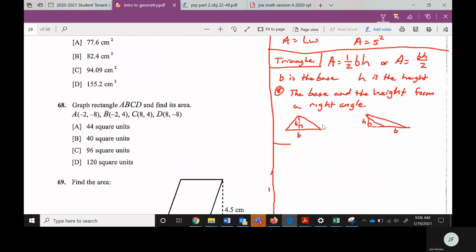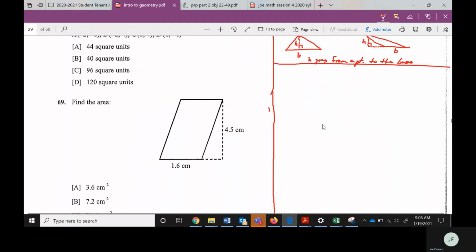Okay, but the height h goes from a point to the base, even if it's imaginary extending lines. Two more. Next one is actually a pretty easy one.